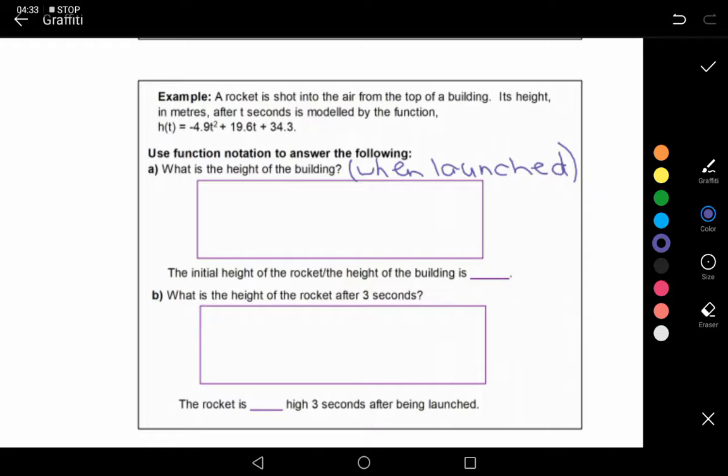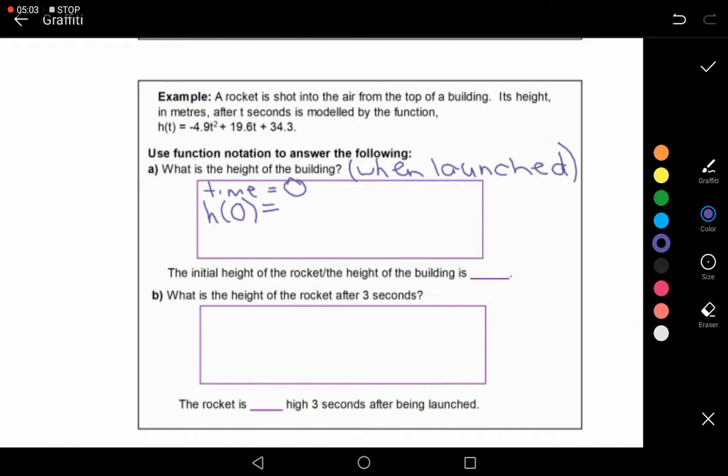Okay, well, when it's being launched, our time has to be at 0, right? Because we haven't yet launched it. So our time equals 0. Okay, we have to think about these problems a little bit. So time equals 0. So that means to figure out what the height of the building is, all we have to do is find h of 0.